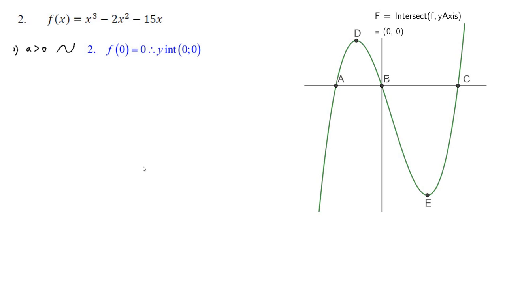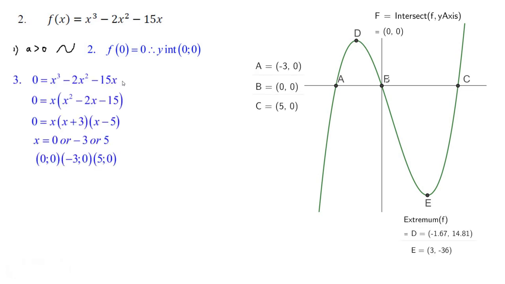Okay, now how do we get the x-intercepts? Well, we let this equation equal 0. We factor out the x, and hey, this part factors. It's minus 5 times 3 is minus 15. Minus 5x plus 3x is minus 2x, so minus 3 and 5 and 0, those are the x-intercepts.